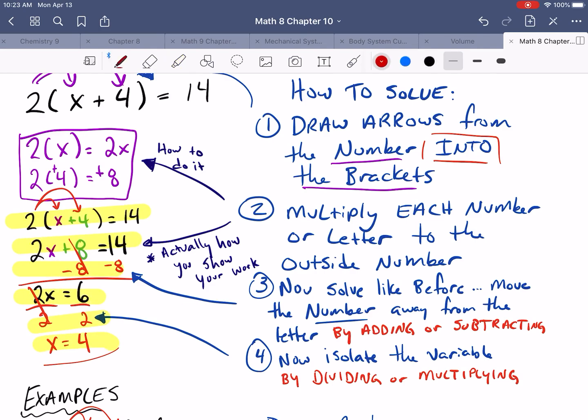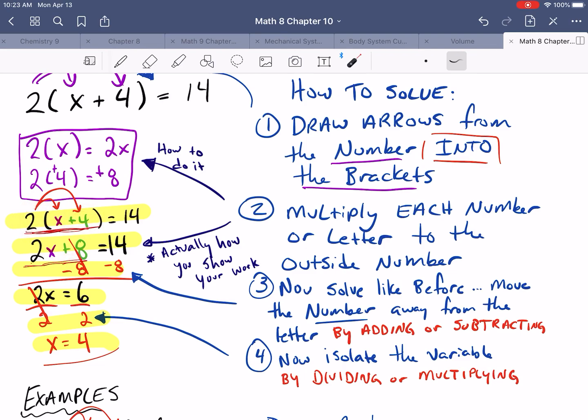So starting out here, 2 times x is 2x. You'd write it right below the question. Then 2 times positive 4 is positive 8. You notice that I've written it right below this part right here. Okay, so 2x plus 8. Now, I just want to talk about this little piece right here. The 2 times positive 4, that's why we have to put this plus there.